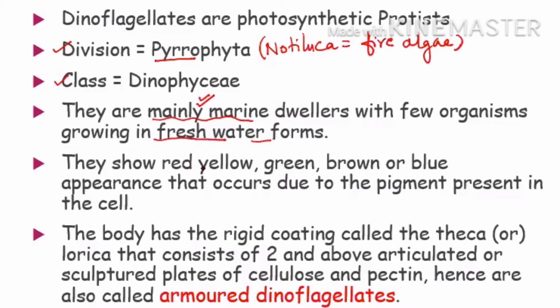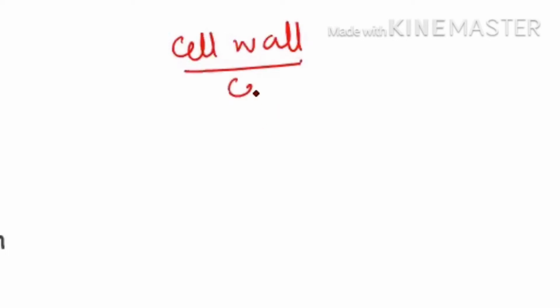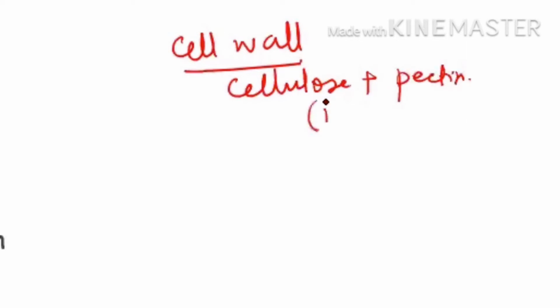They show different colors like red, yellow, green, brown, and blue. All this is because of the pigments present in the cell wall. Now see the cell wall of dinoflagellates. The cell wall has cellulose plus pectin, and this is present in the form of plates.